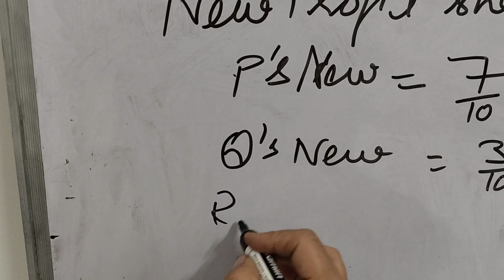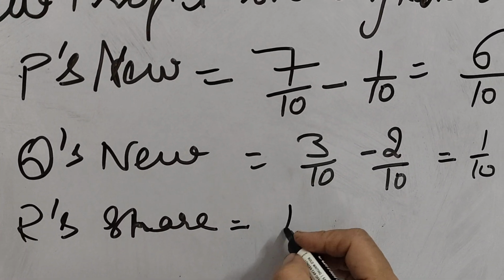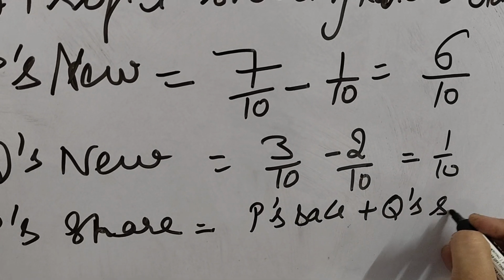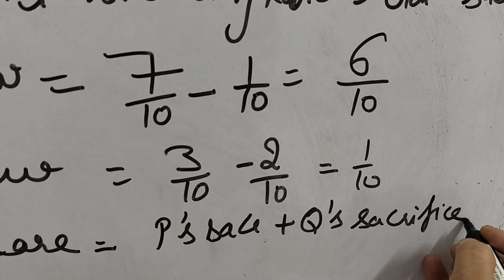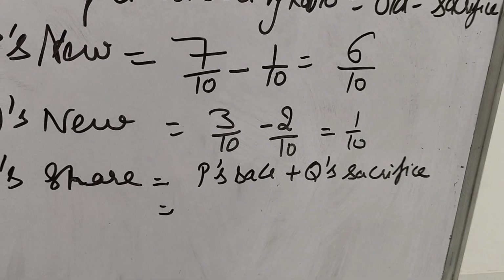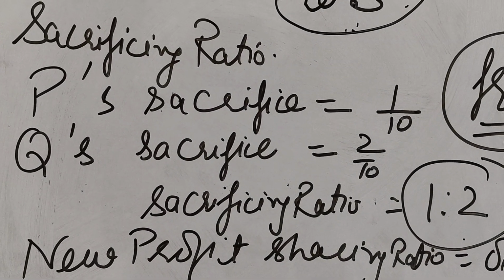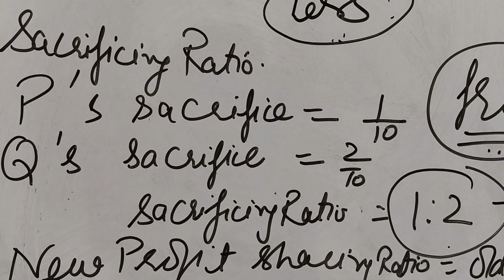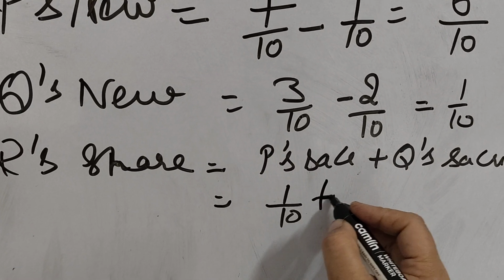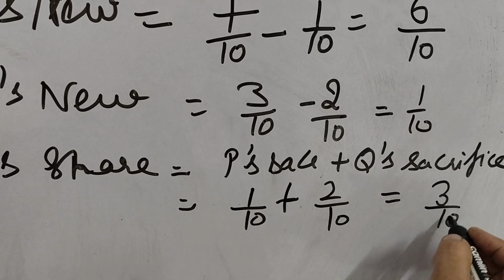And what is R's share here? R's share is equal to P's sacrifice plus Q's sacrifice, because we are not given in the question what R's share is. So here P's sacrifice was 1 by 10, as we have calculated here. P's sacrifice was 1 by 10 and Q's sacrifice was 2 by 10. So what is R's share? 1 by 10 plus 2 by 10. So we got from here that R's share is 3 by 10.